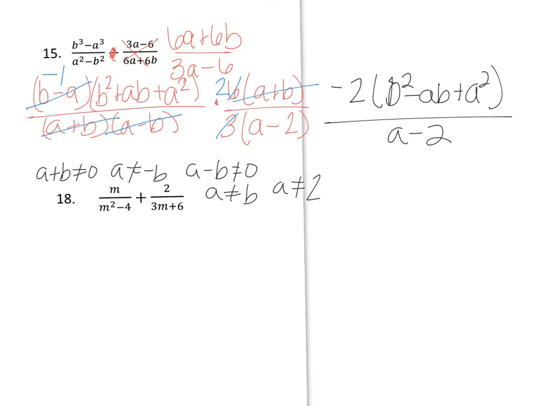And that's it. That's my final answer. There's no simplifying because this is negative 2 times this trinomial, and a minus 2, remember, is its own factor and it can't be separated.